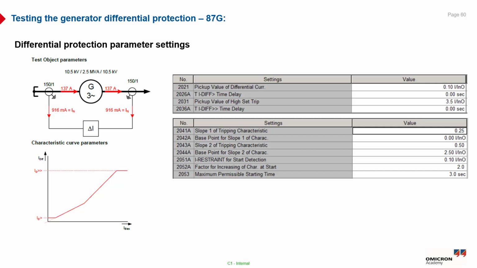As you can see from the right screen here, the settings of the Siemens relay 7UM. So the pickup value for the differential current, Idiff greater, is equal to 0.1. The Idiff double greater, which is the high set, is equal to 3.5 ampere, and we also have the slope 1 equal to 0.25. The base point for slope 1 starts from the origin, which means 0, the slope 2 is equal to 0.5, and the base point of slope 2 is equal to 2.5, and the time delay for the Idiff greater and Idiff double greater is equal to 0.